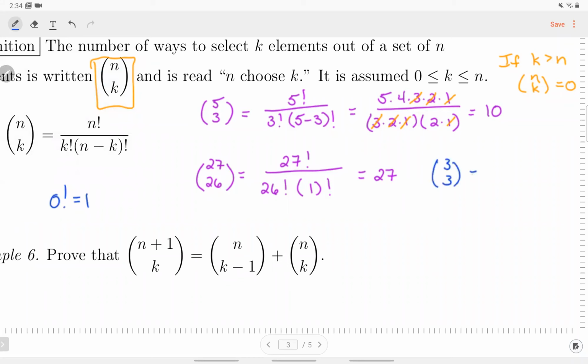So let's check it with our formula. I'll get n factorial, which is 3 factorial, over k factorial, which is 3 factorial, times 3 minus 3, which is 0 factorial. So you see, it's important that 0 factorial be 1 so I can get the answer that makes sense. Okay, there's one way to choose all 3 things. It's to choose all 3 things. Any questions on that notation before we do a proof with it?